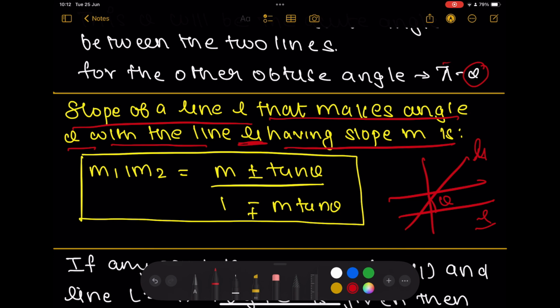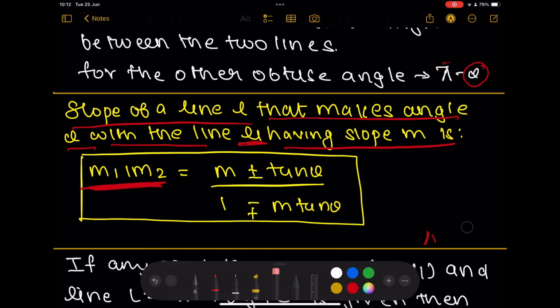If something like that is given, then this line L can have two slopes. Why can it have two slopes? Because this theta can be clockwise, or this theta can also be anti-clockwise. So this line will have one slope, and that line will have another slope, and that is given by M1 or M2 equals M plus or minus tan theta over 1 minus or plus M tan theta. This is a very important formula. I'll explain it. Suppose you have any line L1 and you want to find the slope of line L which makes angle theta with line L1.